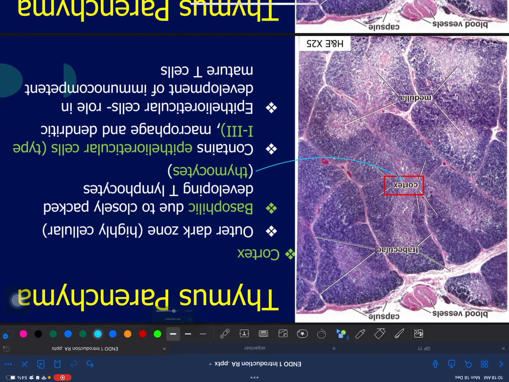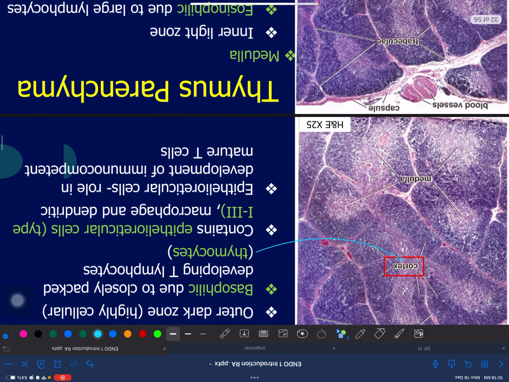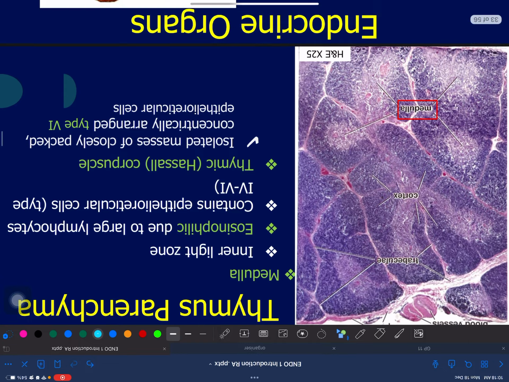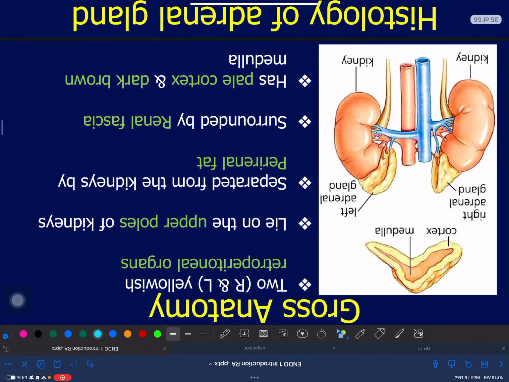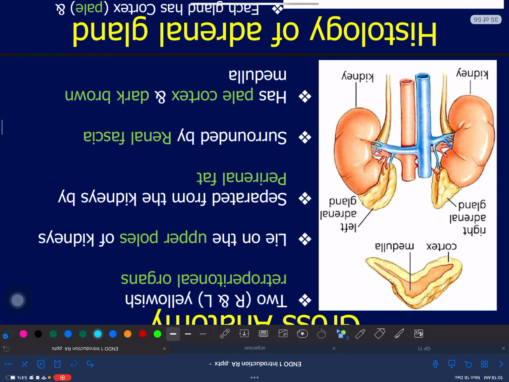Adrenal or suprarenal gland. Okay, so ada dua, both are retroperitoneal, both are at the upper parts of the kidneys. Separate from the kidney by perirenal fat, and it's surrounded by renal fascia, both kidney and suprarenal. Pale cortex and dark brown medulla.